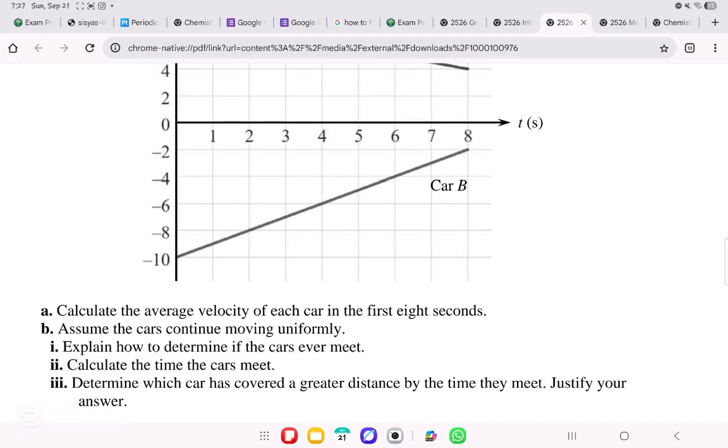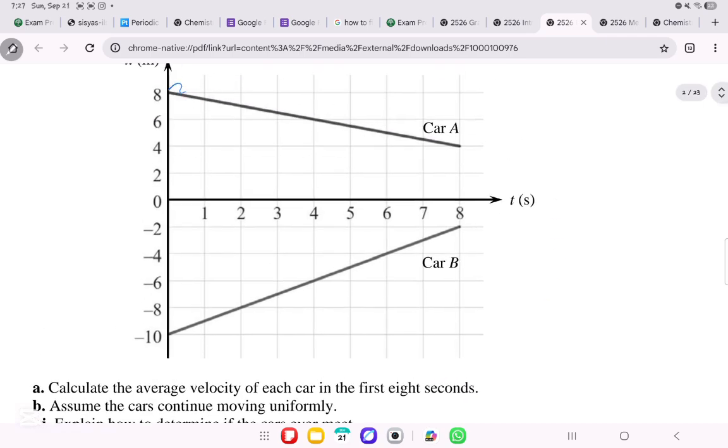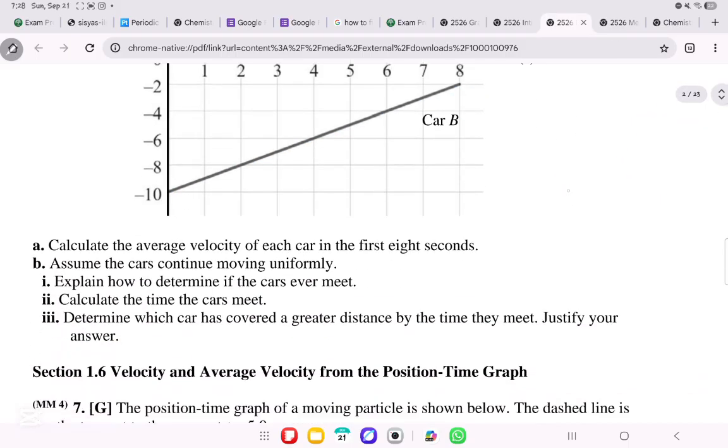Now they said in part B, assume the cars continue moving uniformly. Explain how to determine if the cars ever meet. Very simply, you need to expand the graphs, and then after expanding the graphs, you can determine if the cars will ever meet. So for example, expand like this, they will meet at this point over here.